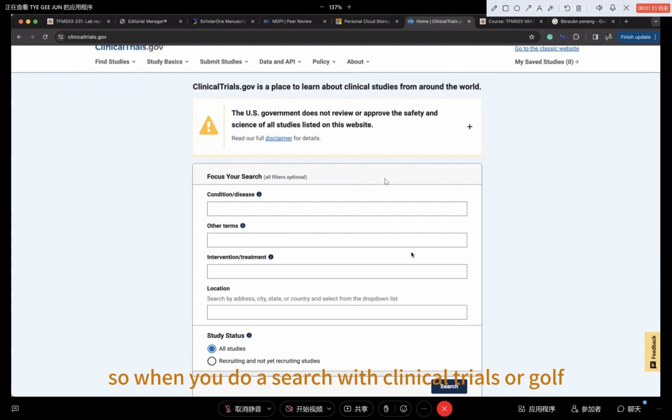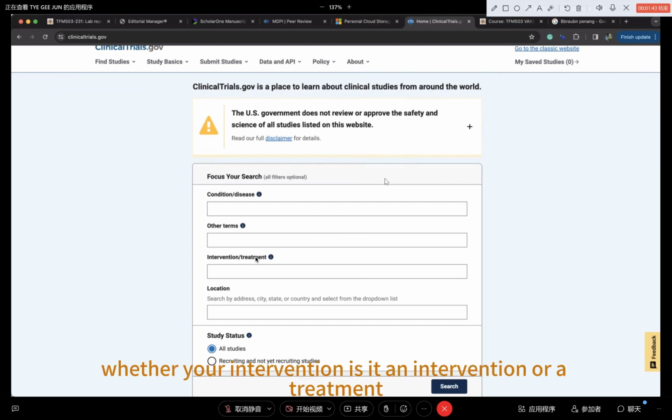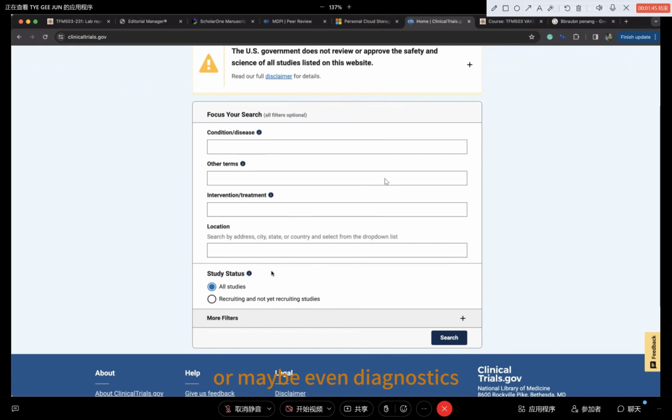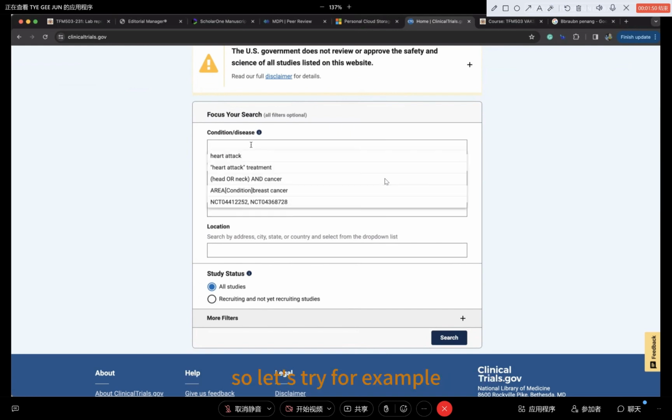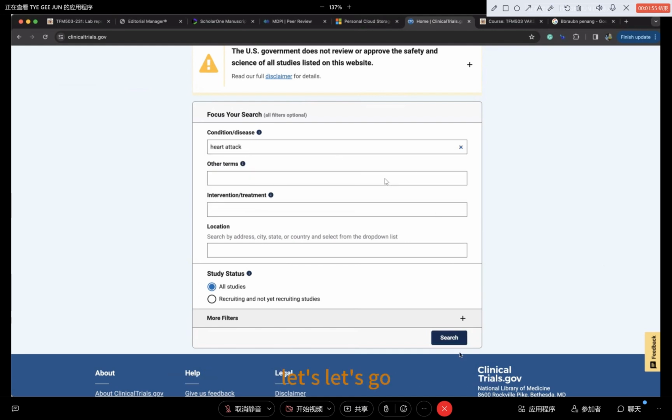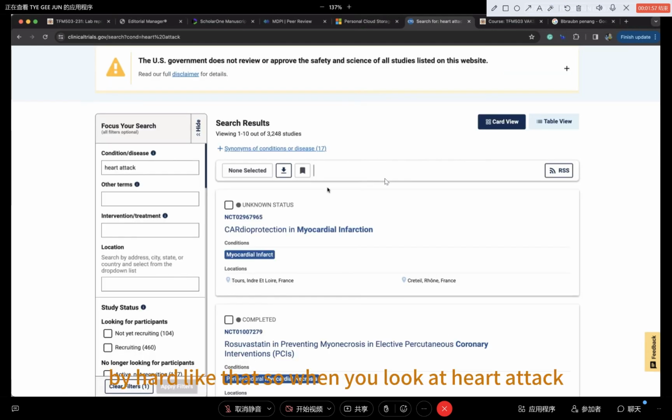Okay, so when you do a search with clinicaltrials.gov, there are a few things that you can filter out. You can filter by condition, by whatever terms, whether your intervention is an intervention or a treatment, or maybe even diagnostics, and then you can even go by location. So let's try, for example, heart attack. So when you look at heart attack, you will normally find all your search results that actually include heart attack.